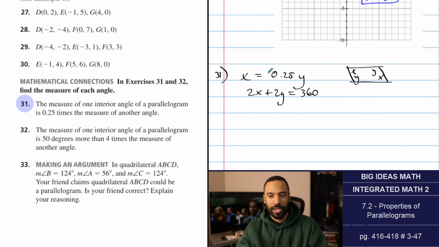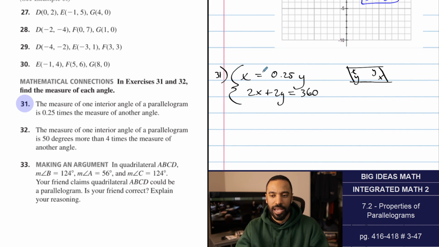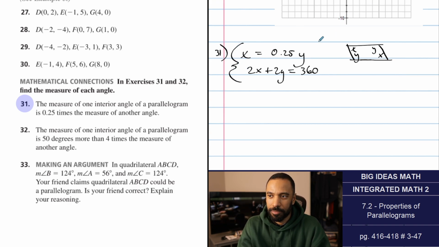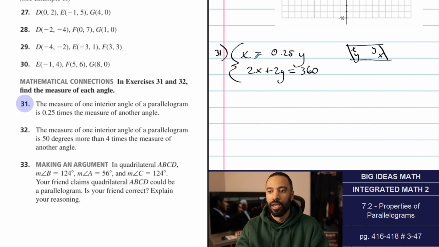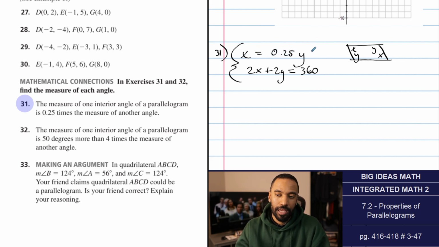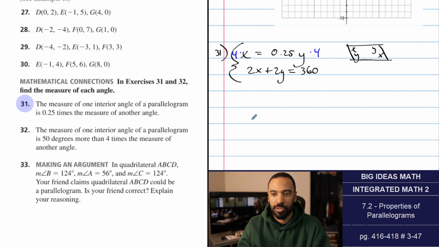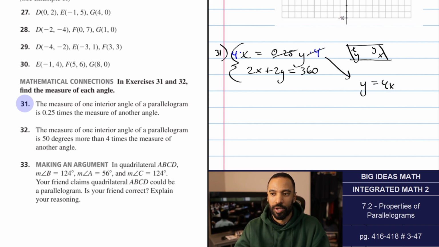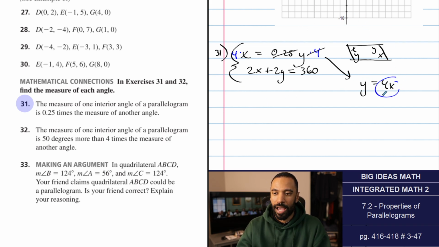So what I get to do here is, this is a system of equations. I get to solve for X and Y with that in mind. I could use the decimal as much as I want. 0.25 is also a quarter. If I multiply both sides by 4, it would make me happier when it comes to no decimals. So now this is going to say y equals 4x, right? Y equals 4x, because 0.25 times 4 is 1. So I can substitute 4x in for y. Boom, right there.